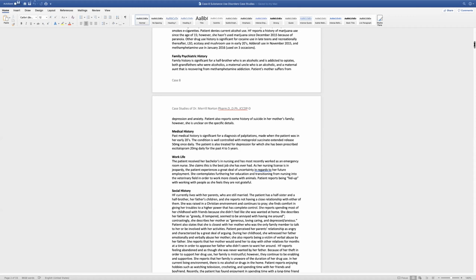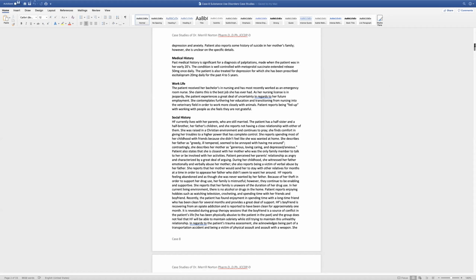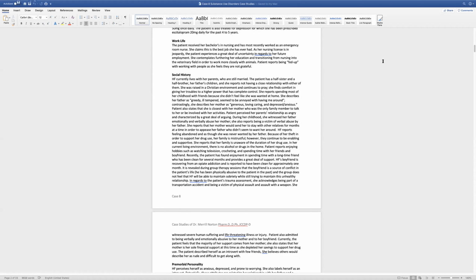She has a history of palpitations in her early 20s, well controlled with metoprolol succinate extended release, Lopressor, for those that may not know, it's a beta blocker. Patient is also treated for depression, for which she's been prescribed Lexapro 20 milligrams, 4 to 5 years. She has a bachelor's in nursing, been working in the ER at the local hospital, and wants further education to be an NP. Social history, lives with patient, still married.